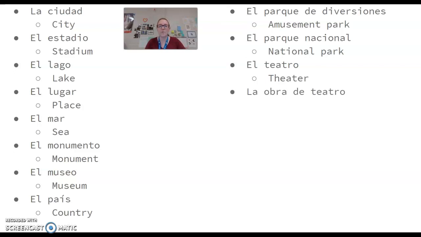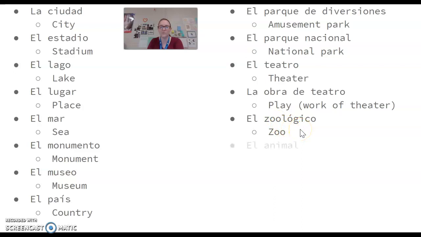So then we have la obra de teatro, and that's literally a work of theater. So that's a play. El zoológico, that is a zoo. So if you think like zoological, and you do have to pronounce both of those O's. So it's a little awkward. El zoológico. El animal, if you can't figure this one out, that is sad for you. That's an animal. El árbol, this is a tree.